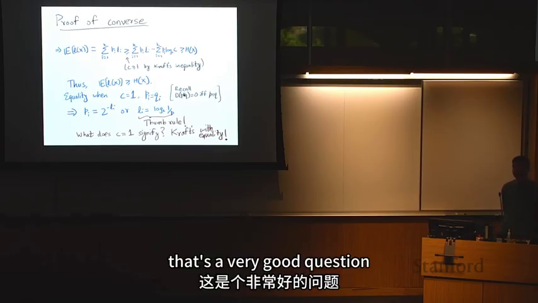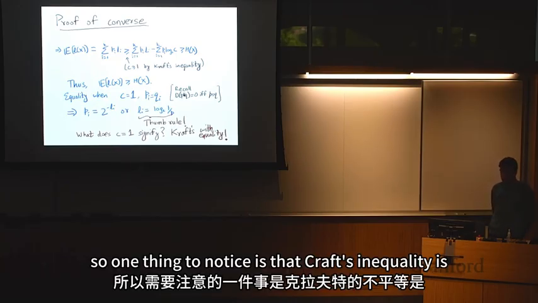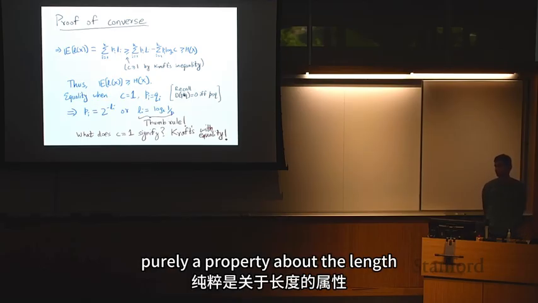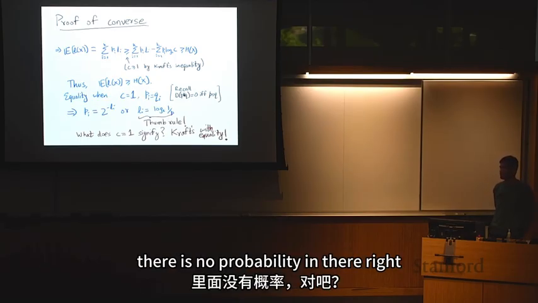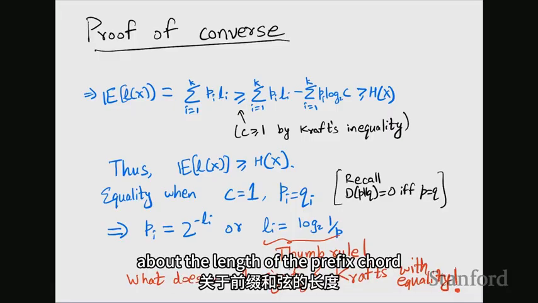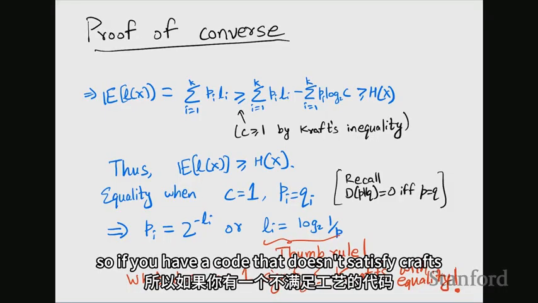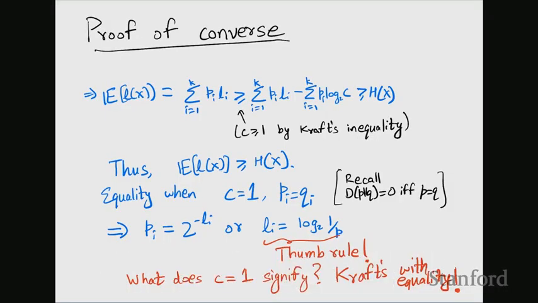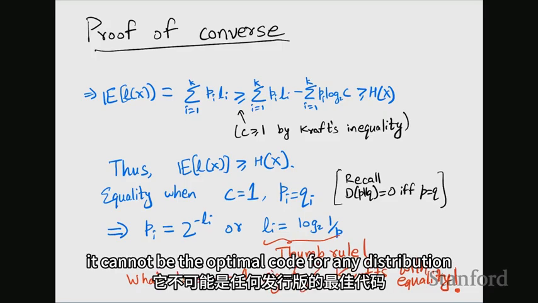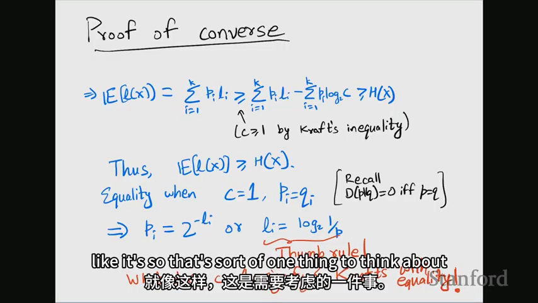That's a very good question. One thing to notice is that Kraft's inequality is purely a property about the lengths. There is no probability in there, right? It's just a property about the lengths of the prefix code, so it is independent of any distribution. So if you have a code that doesn't satisfy Kraft's inequality with equality, it cannot be the optimal code for any distribution. It's just a bad code, period.